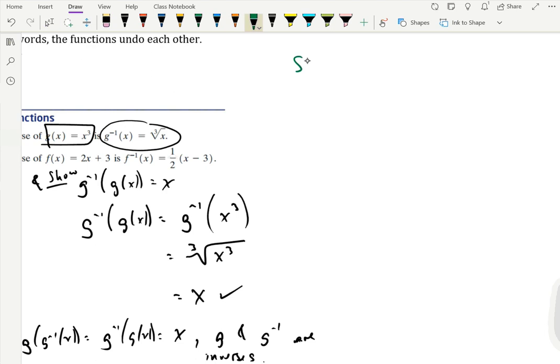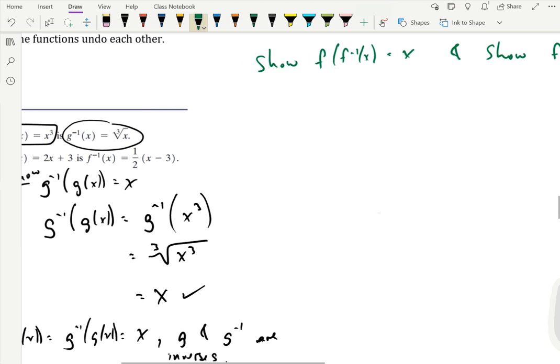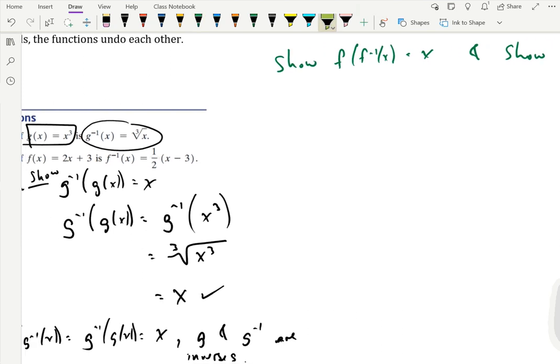So let's see, we want to show that f of f inverse of x equals x, and we want to show that f inverse of f of x equals x. And then down over here we have our f of x and our f inverse. So let's see what we end up with. So on this first piece, f of f inverse of x means we have f of, okay, and what is our inverse? So we're doing our substitution. So the inverse function here was a half of x minus 3.